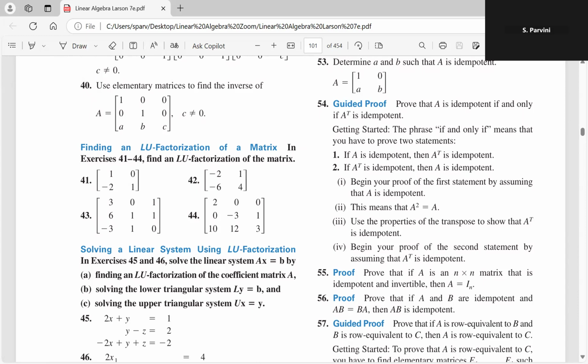Now, here's where I'm going, folks. Stop the share and share this one.